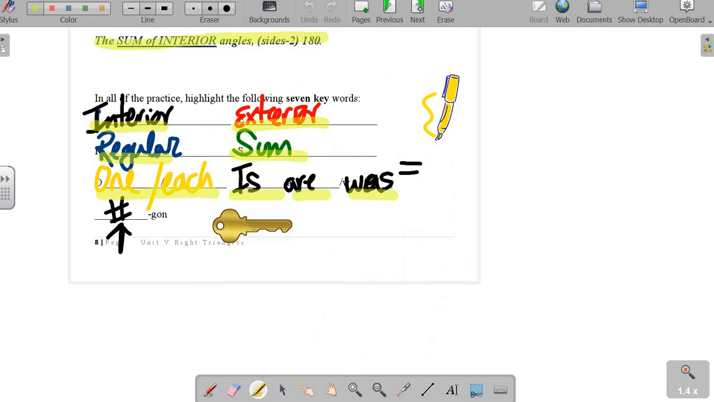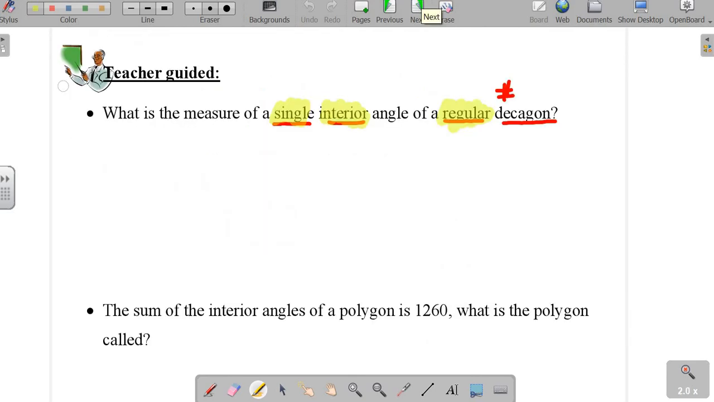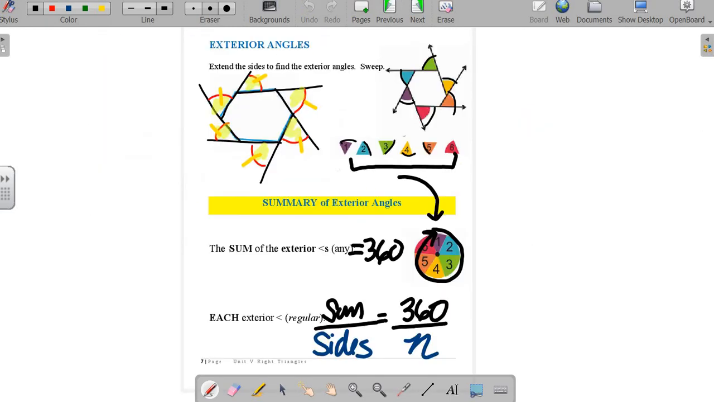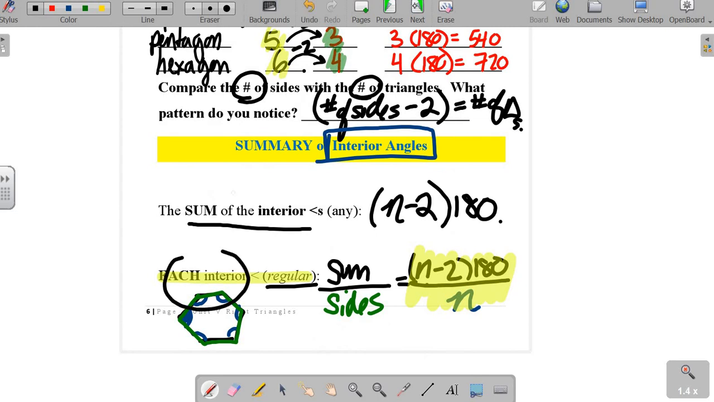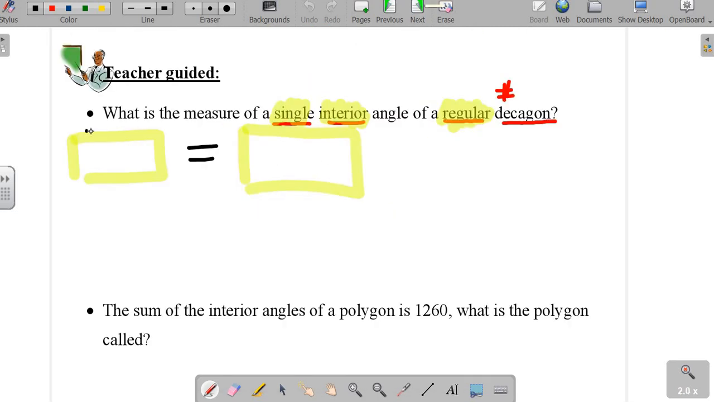Now watch how I write the equation. Equations always have 2 sides with an equal sign. And if you fail to write the 2 sides, you're going to get these problems horribly wrong. So the 2 sides here is right here. One interior angle, I'm going to let you abbreviate, equals the sum, which is n minus 2 times 180, over sides, which is n.